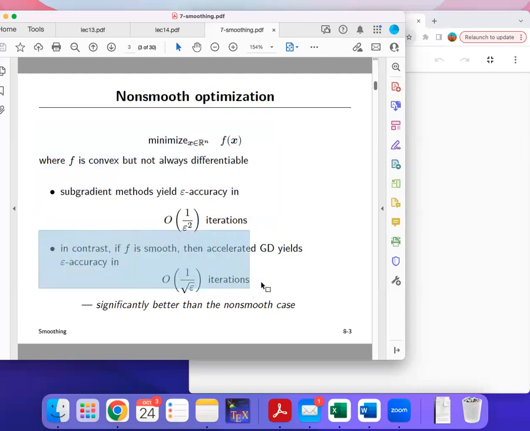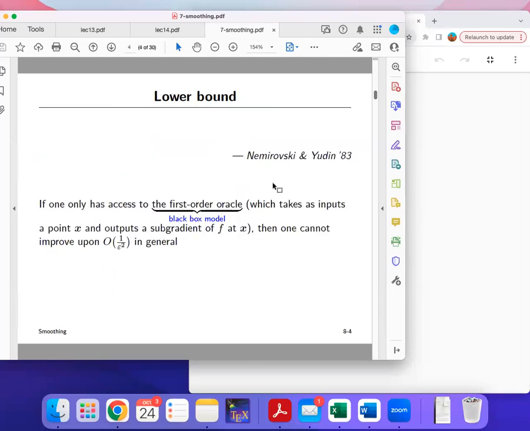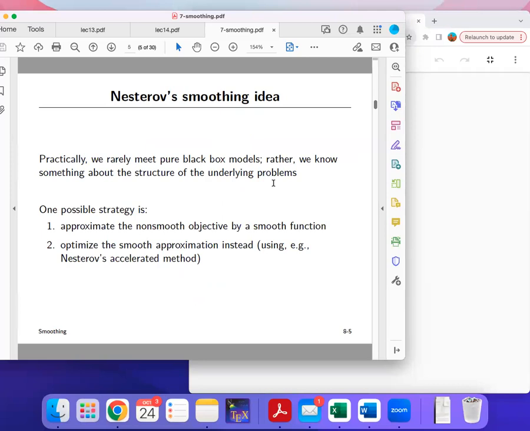But in contrast, if the problem is smooth, then we can do accelerated gradient descent. And for accelerated gradient descent, the convergence complexity is very low, 1 over square root of epsilon. So the idea is, can we smooth the non-smooth problem and then apply accelerated gradient methods to solve the approximated problem? That is the motivation to define this smoothing idea.